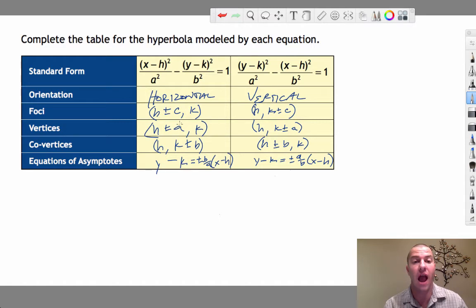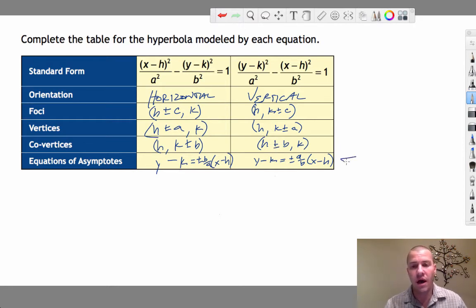The vertices are a away from the center. If it's horizontal, that a is added to the h. If it's vertical, the a is added and subtracted to the k. And the co-vertices are b away from the center, based off of which direction, so the opposite of what it is. If it's horizontal, the b is added to the k going in the vertical direction, and in a vertical one, the b is added to the h.